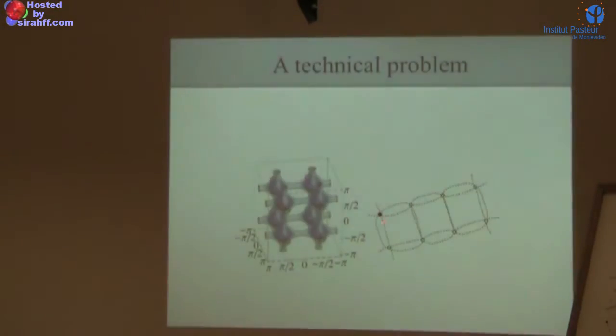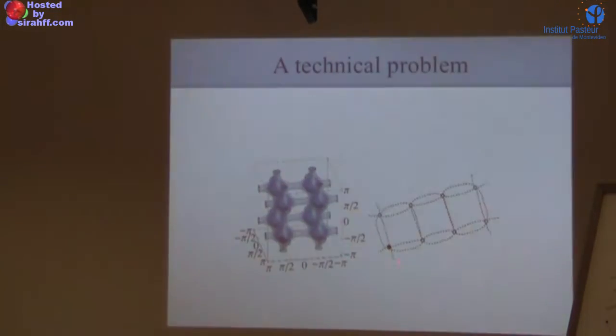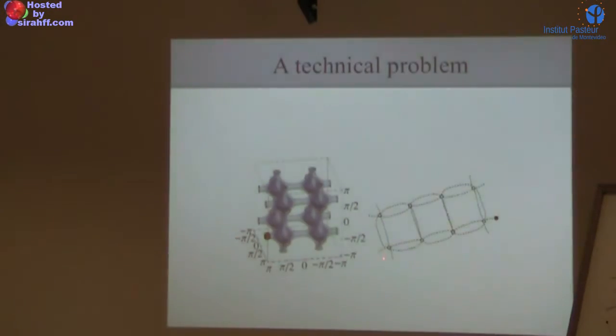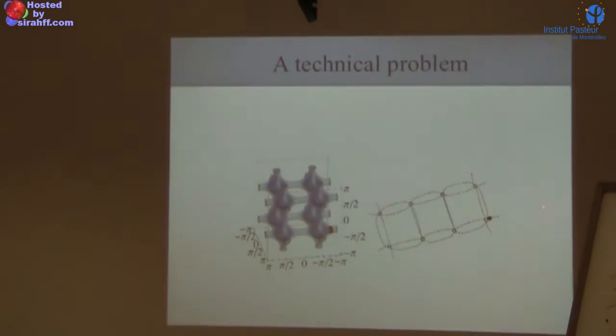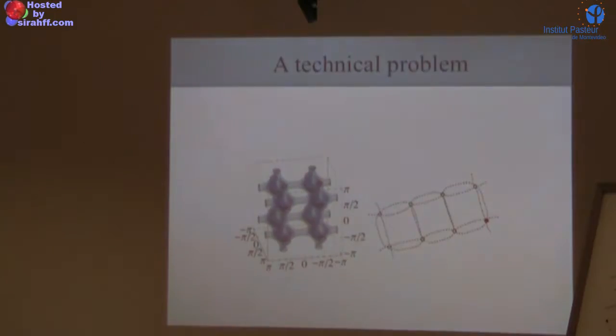Now what does it want to do? It goes down there, that's fine. Then it goes into this broken bond, and of course it jumps to the other side. So there are discontinuities in this mapping.